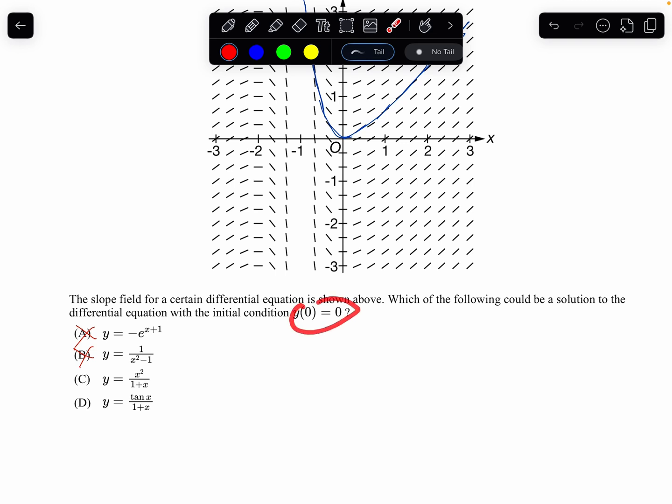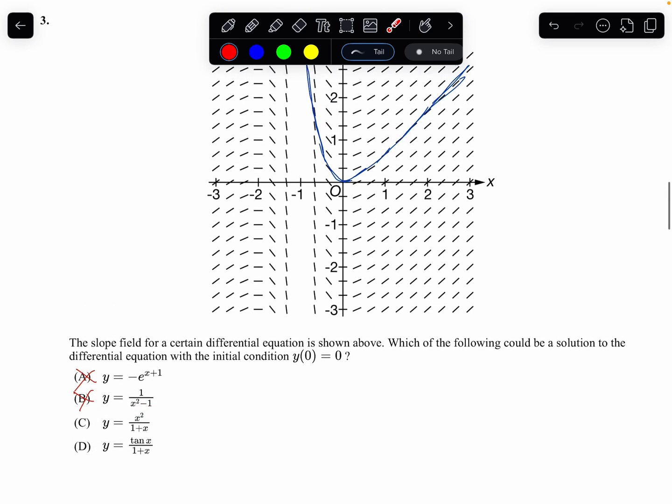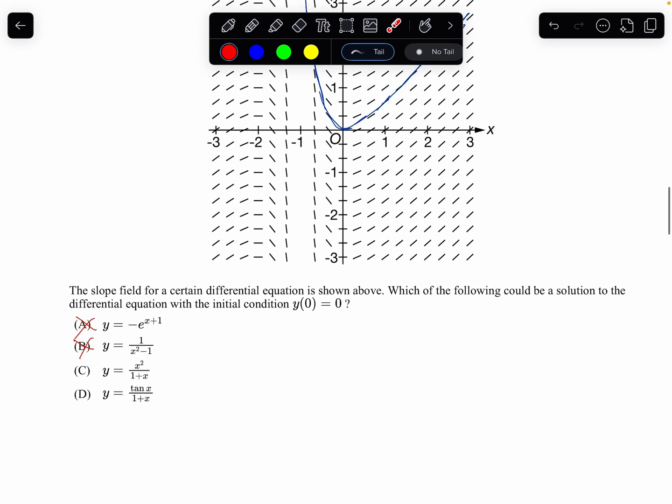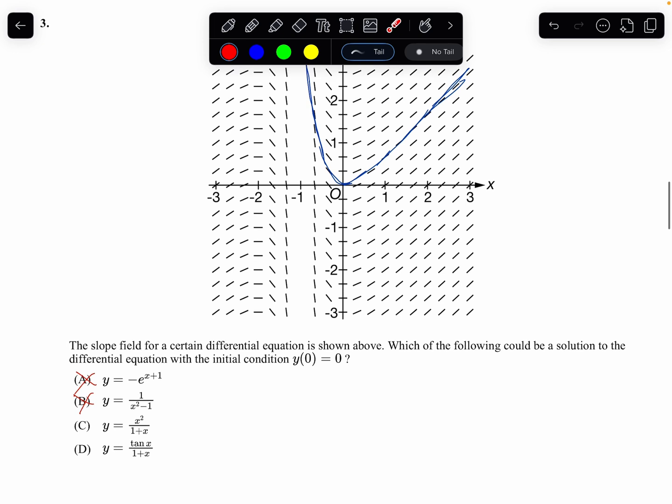Same thing here. So this matches both of those functions. So let's see how we can narrow this down. Both of these have asymptotes at negative 1. Okay, maybe we can plug in some other points. So let's say I plug in 2, because it looks like it should be somewhere between 1 and 2. If I plug in 2, I'm going to get 4 over 3.